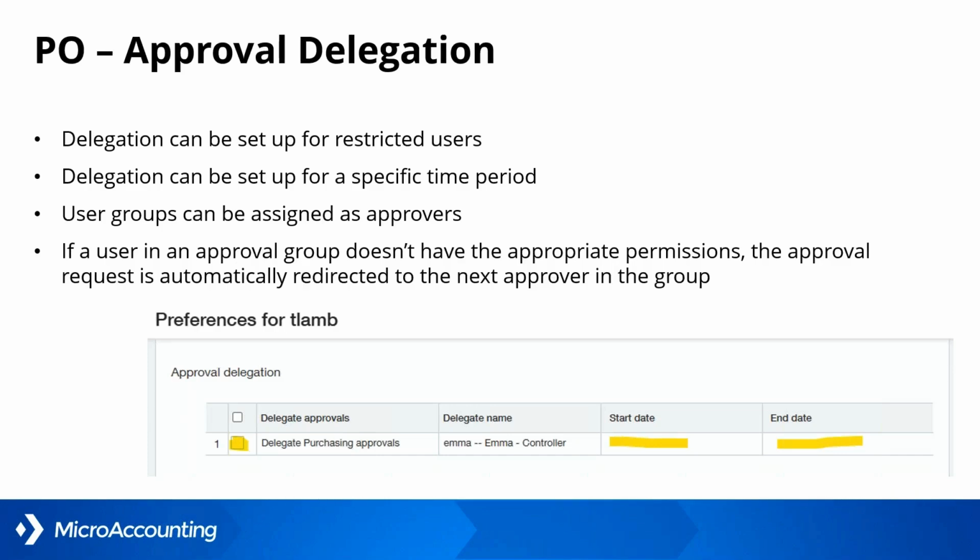Right. Moving now to purchasing. We've been able to set up purchasing delegates, purchasing approval delegates, for a while now, but a purchasing delegate can now be set up for a restricted user. That was previously not something that you could do. And we can set it up for a specific time period.